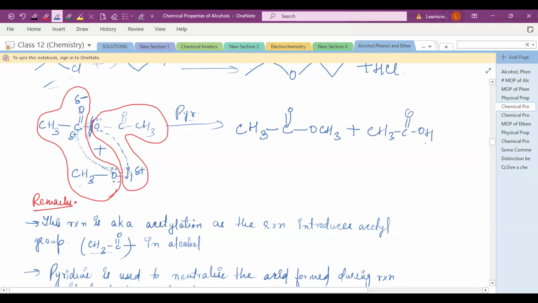So when alcohol reacts with the acid anhydride, it forms a mixture of ester and carboxylic acid, right? So here you will get the ester as well as the carboxylic acid. How will you break the bond? See this COO bond. You can break this CO bond, or either this one.